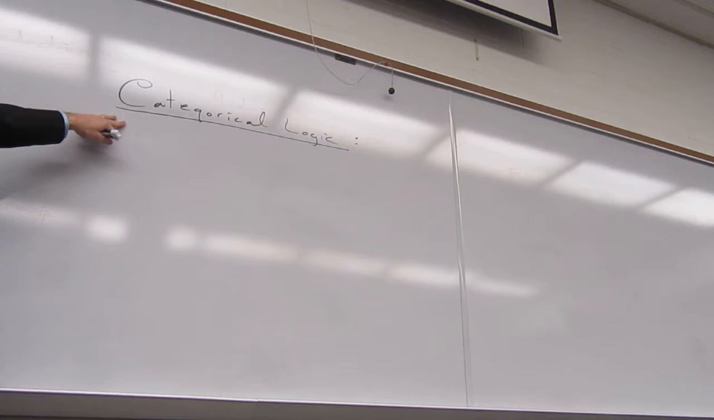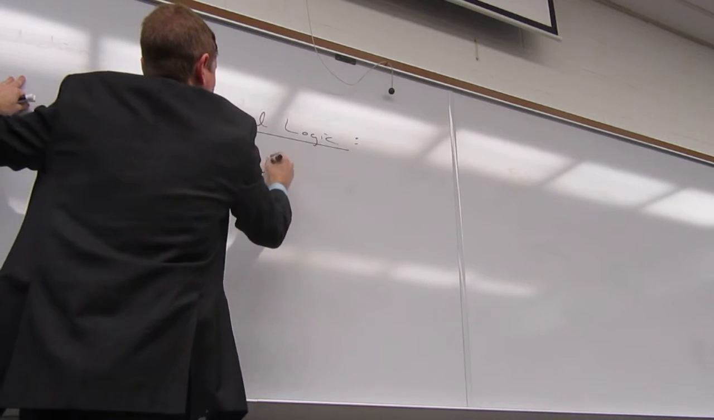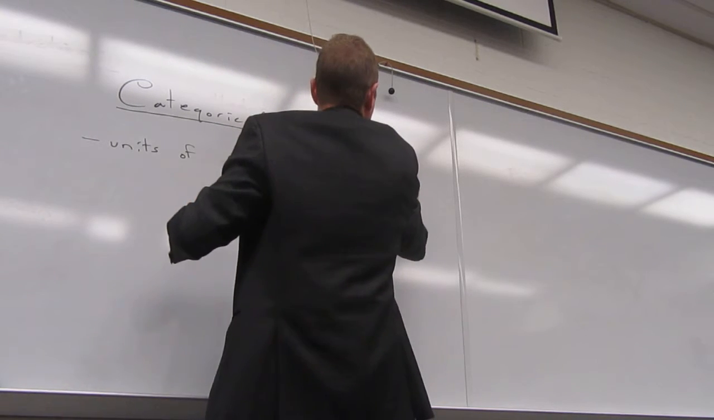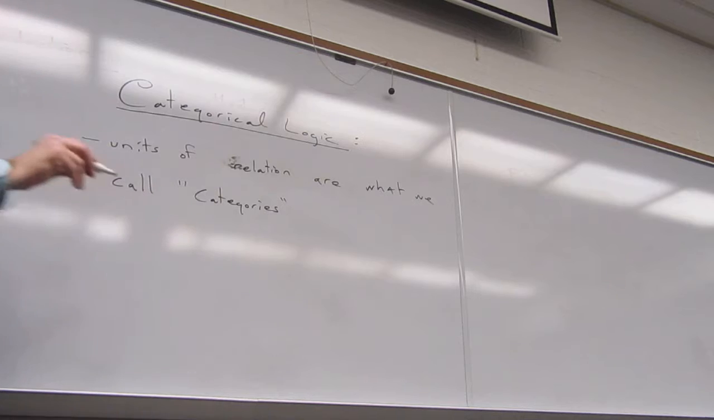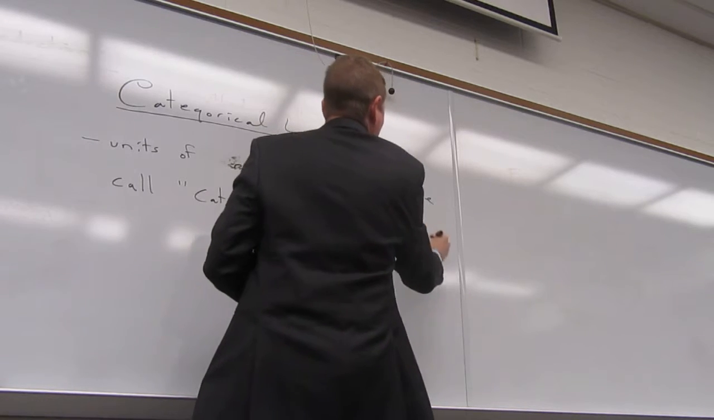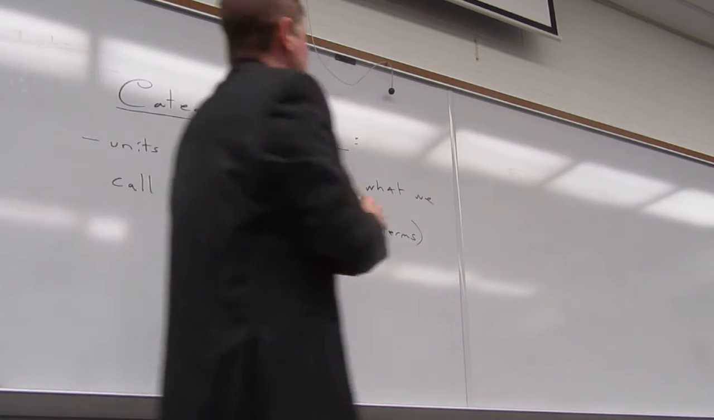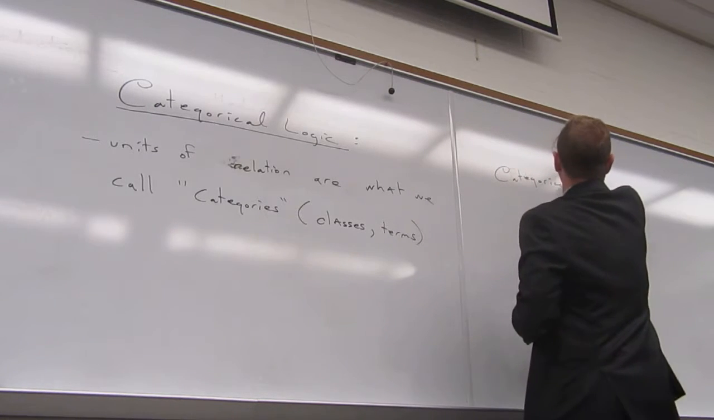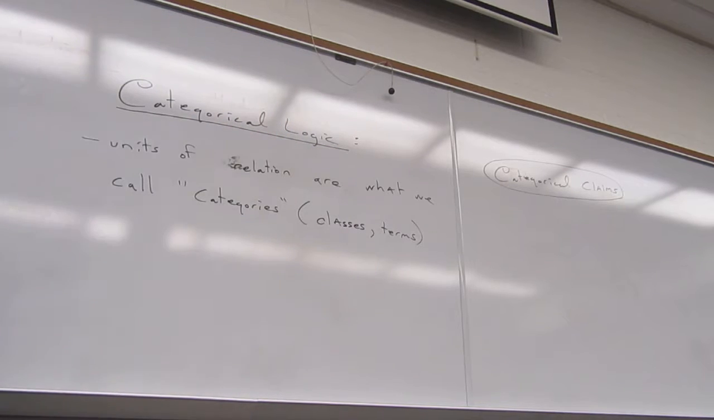We call it categorical logic because the main units of relation are what we call categories. You might also hear us call categories classes of things. You might also hear us simply calling them terms. Now, the author of the text unfortunately doesn't go into this much detail on it, but then asks you questions about categorical logic that sort of depends upon your understanding this.